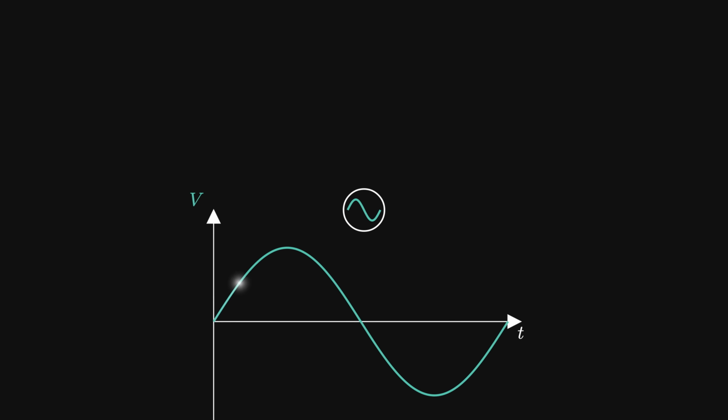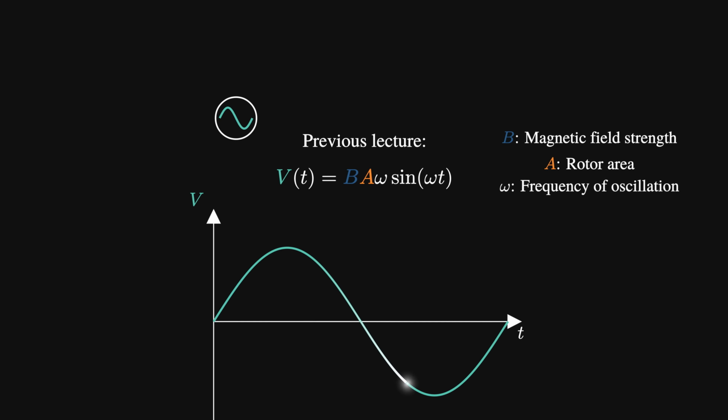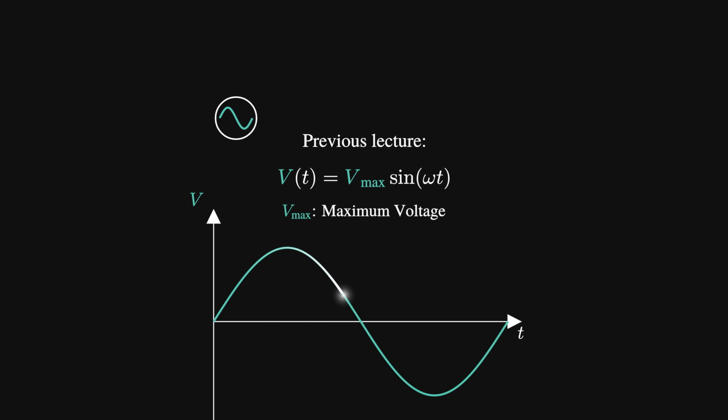So, let's start with the alternating voltage source we built in the previous video, which generates a sinusoidal voltage like this. To keep things simple, we'll replace all the generator parameters, i.e. the magnetic field, coil area, and angular frequency, with a single constant Vmax, which is just the maximum voltage in our AC cycle. So the voltage as a function of time is Vmax sine omega t.